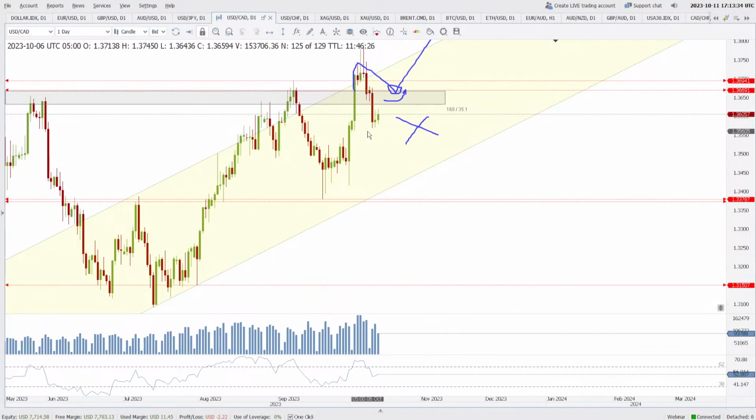USD CAD has closed below 1.39, which was a crucial support for the price. Now it may be again acting as a resistance, but I'm staying away because there is no clear move. So I have placed a cross here just to let you know that I'm not trading this right now because there is no clear trend.